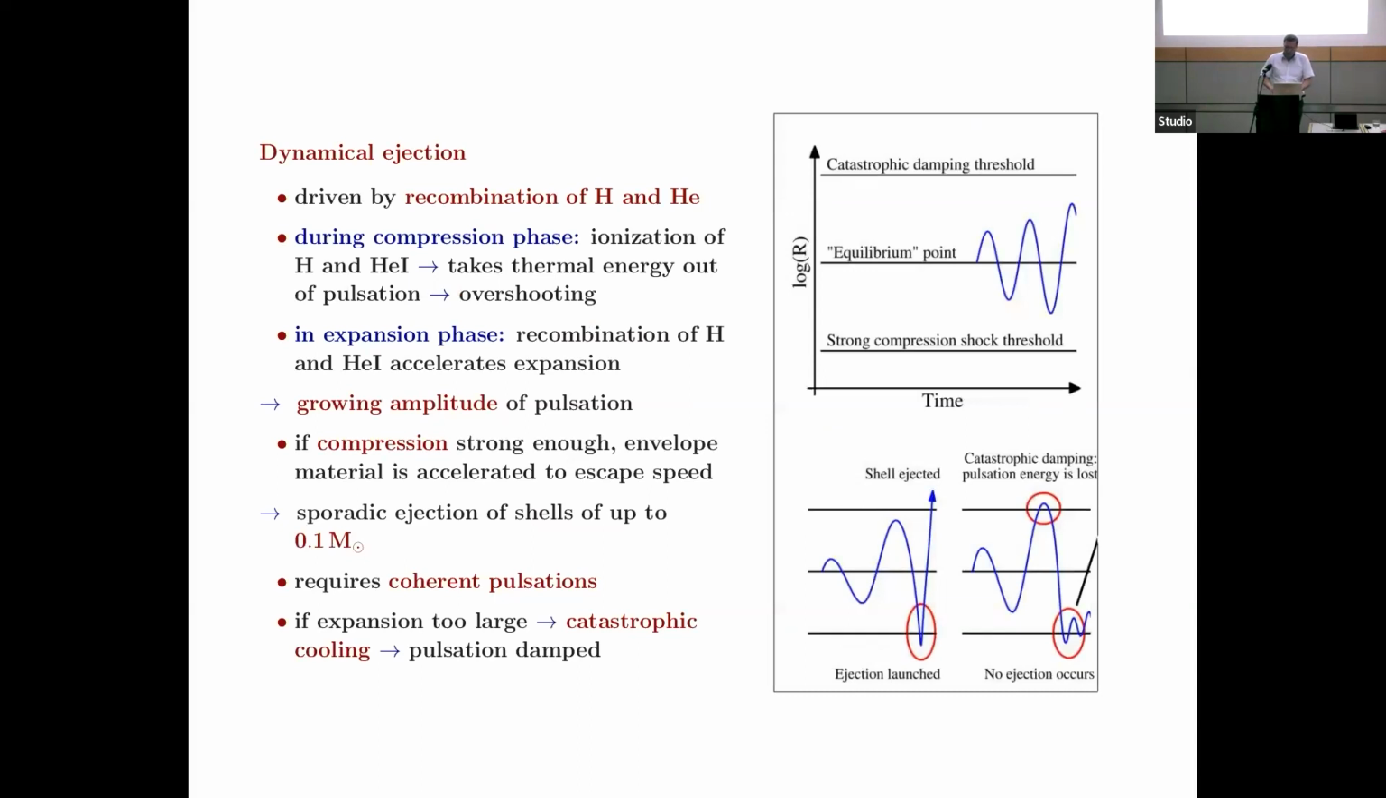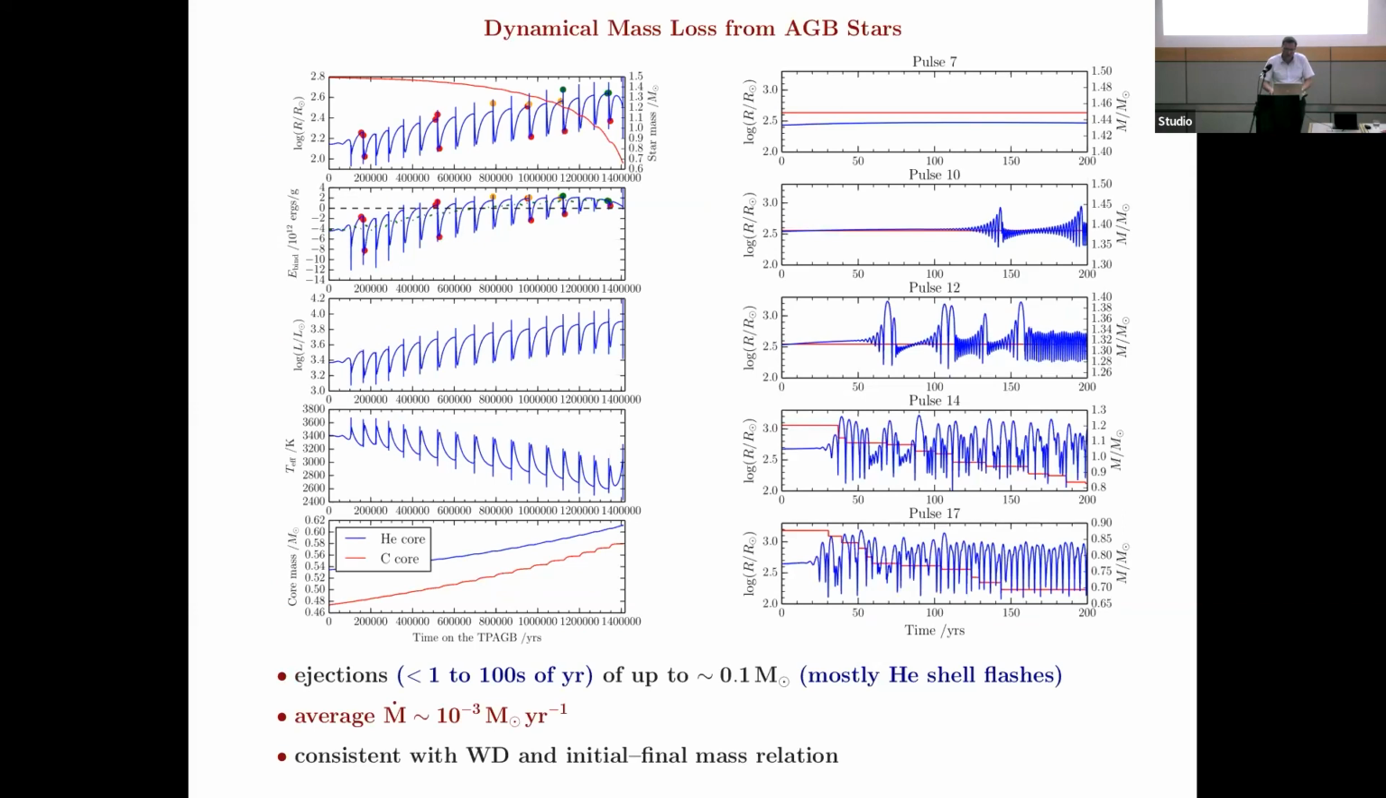Now, to get these ejections, the pulsation has to be quite coherent, which means that you can't have some parts of the envelope expanding and others contracting, as then you don't get strong compression. And also the expansion can't be too big, because if it becomes too big, you get radiative losses that completely dominate and take out energy from the pulsation. So this is similar to what Bosch and Wood were arguing in '82. Now this is for common envelope systems, but the same also applies to very evolved stars.